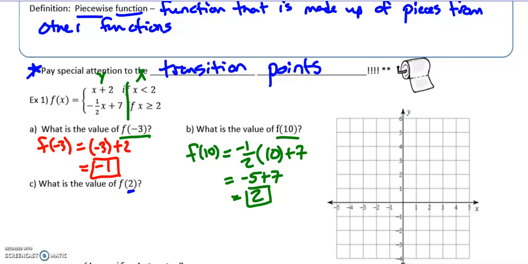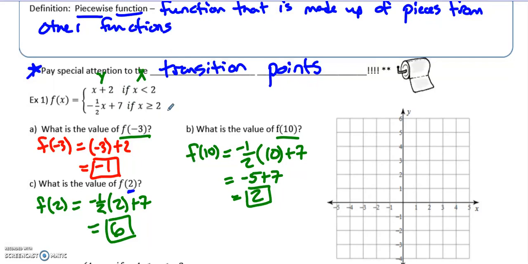So if I check out f of 2 and I look at my functions, I'm going to plug it into the bottom function because of that extra equal to right there. I'm greater than or equal to. So in this case, f of 2 equals -1/2 times 2 plus 7. So that's going to be 6. So when I evaluate a piecewise, I'm just determining which set do I plug it into. In this case, top or bottom, or I could have multiple sets. So evaluating is picking out where to plug it in.